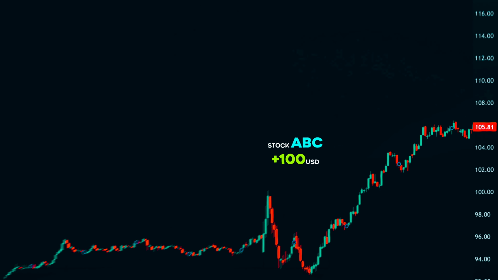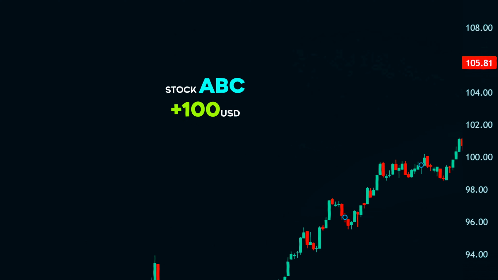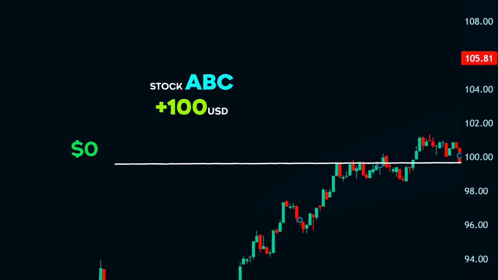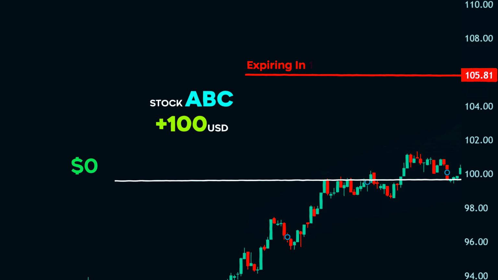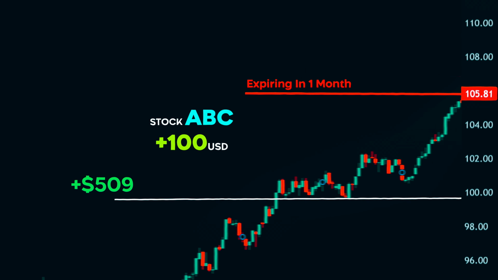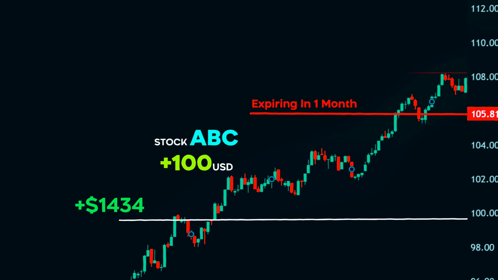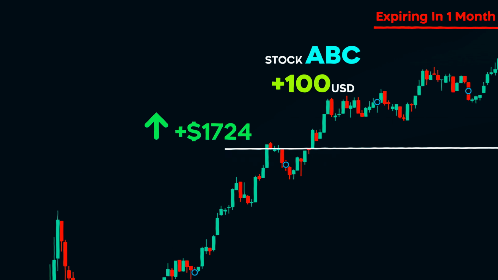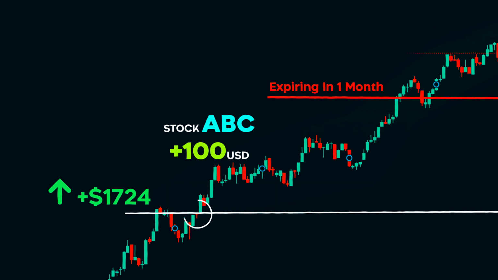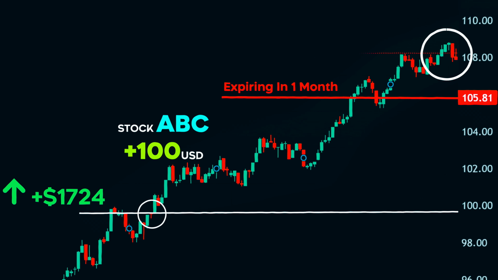For example, let's say stock ABC is trading at $100. You buy a call option with a strike price of $105, expiring in 1 month. If ABC's price rises above $105, your call option will increase in value. Why? Because you have the right to buy the stock at a lower price than the current market price. If the stock's price rises to $110, you can either exercise the option and buy the stock at $105, or you can sell the option itself for a profit.